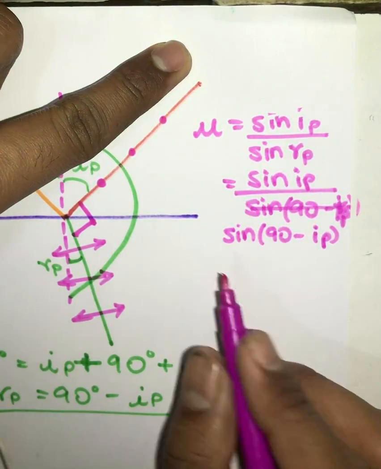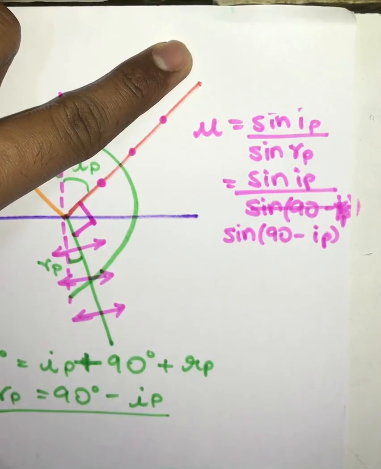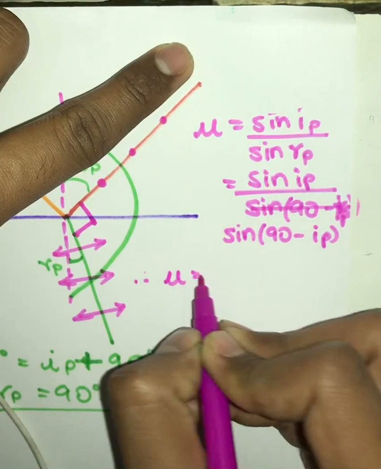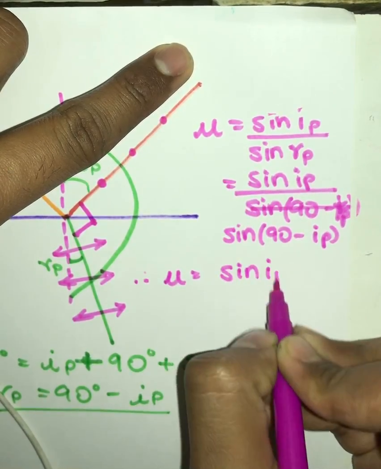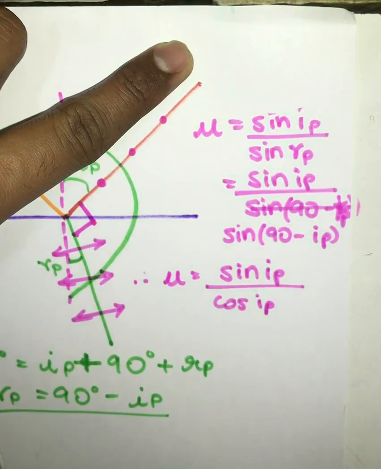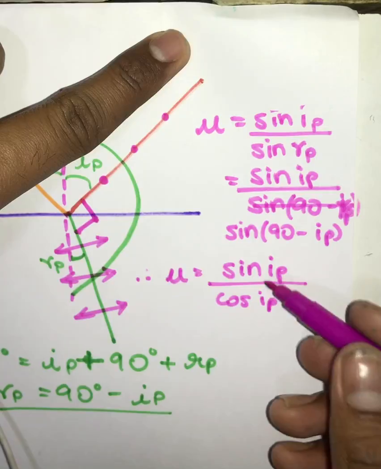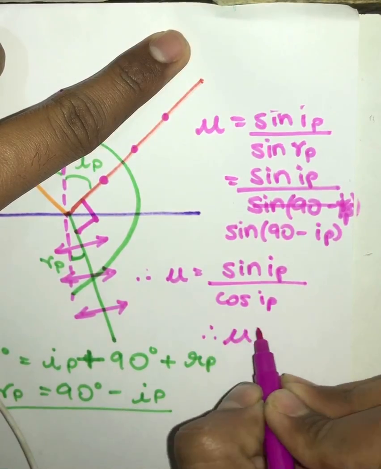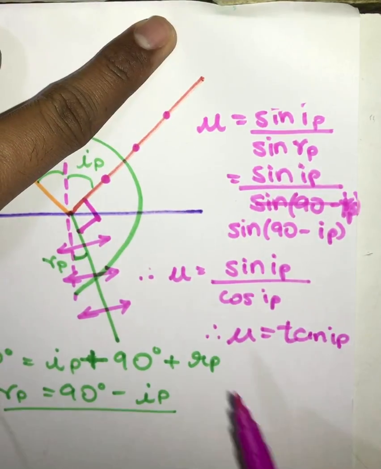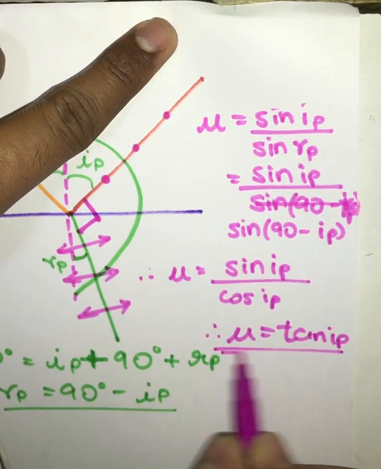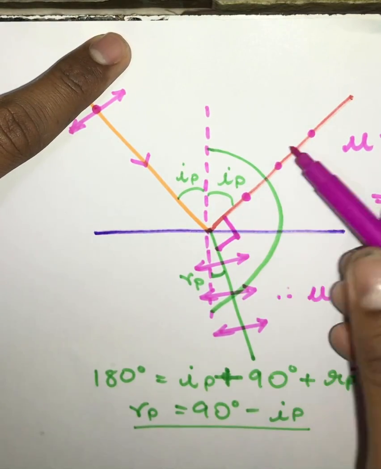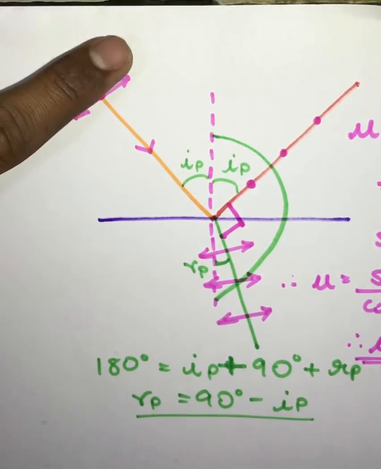Okay, now we can also write sine of 90 minus IP as cos of IP. Therefore mu now becomes sine of IP upon cos of IP. Now we all know that sine upon cos is nothing but equal to tan of IP. So this was the derivation for the refractive index of a surface which gives us polarized lights.